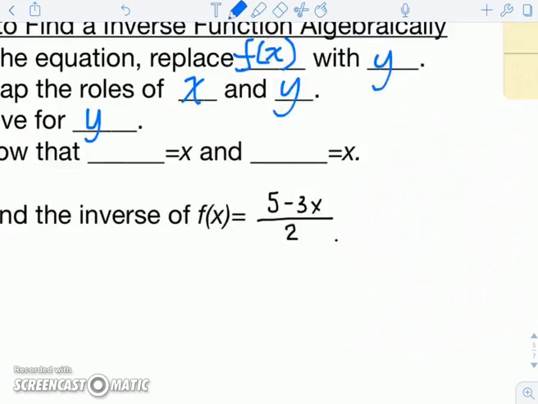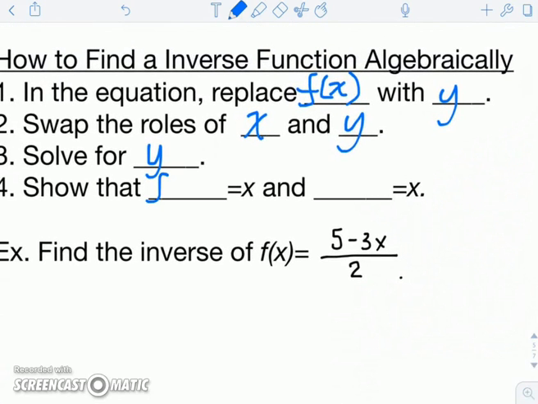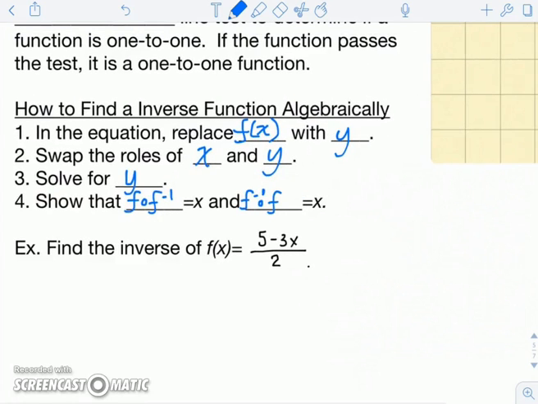And then remember what we just said about verifying inverses. You have to show f composed with the inverse is equal to x, and the inverse composed with f is also equal to x. So verifying, showing that last step, is also part of it.